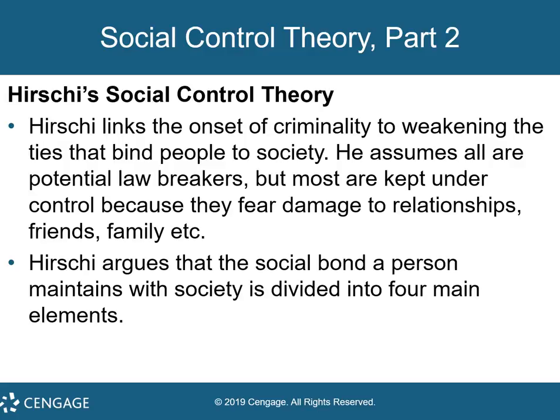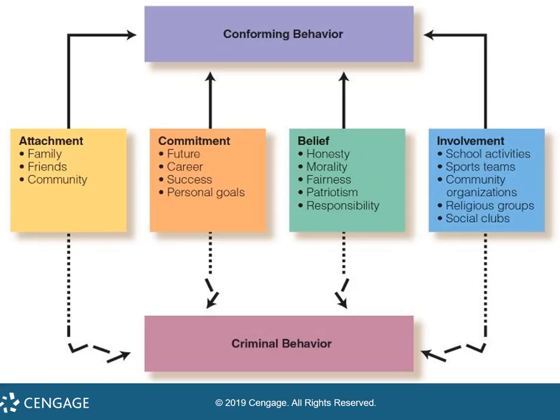And he assumes that all individuals are potential law violators, but most are kept under control because they fear that the illegal behavior will damage their relationships with friends, family, neighbors, teachers, or even employers. And without these social bonds or these ties, a person is free to commit criminal acts.